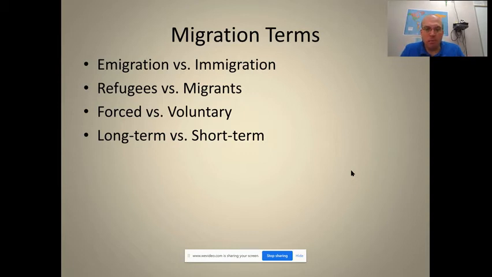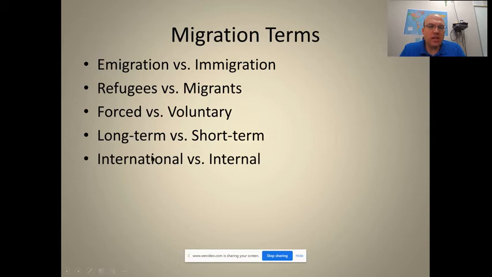And we have lots of other people that work in seasonal agriculture and in many other jobs that also are short-term migrants. And that is an aspect of migration we want to make sure we're familiar with. We've got international versus internal migration.